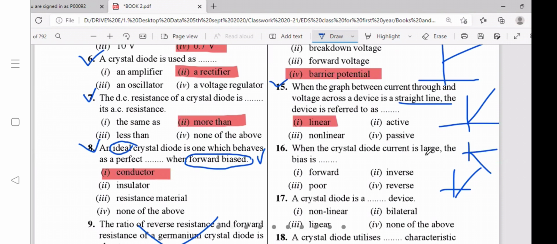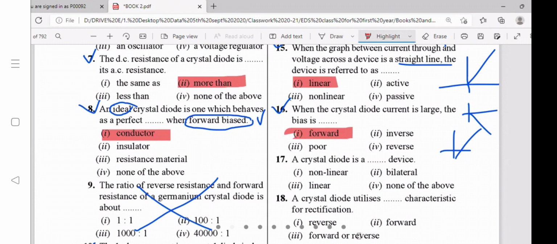When the crystal diode current is large, the bias is... we know current will be large in forward bias only. So when the diode current is large, the bias is forward bias. In reverse bias, current is very less. A crystal diode is a non-linear device. We know the response is not a straight line. The response is like this. It's not a straight line. So a crystal diode is a non-linear device. It's not a linear device.